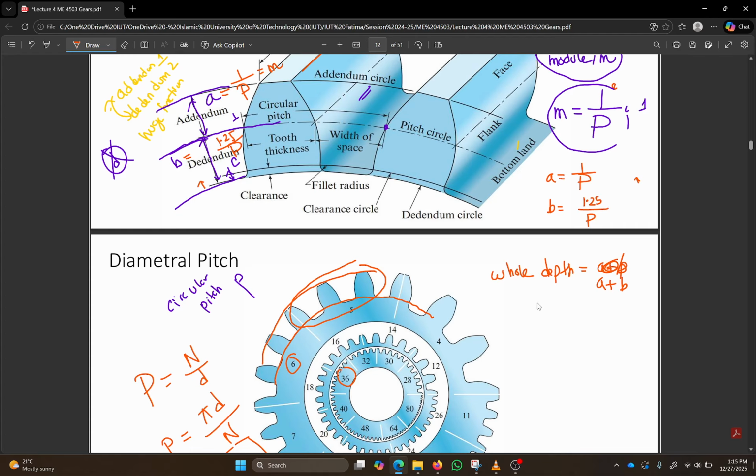And clearance is the amount that is left, the difference between the mating pair's addendum and dedendum. Clearance is basically B minus A, which is equal to what? If you use this formula, clearance comes up to be 0.25 divided by diametral pitch. So that should cover the basic definitions of gears.